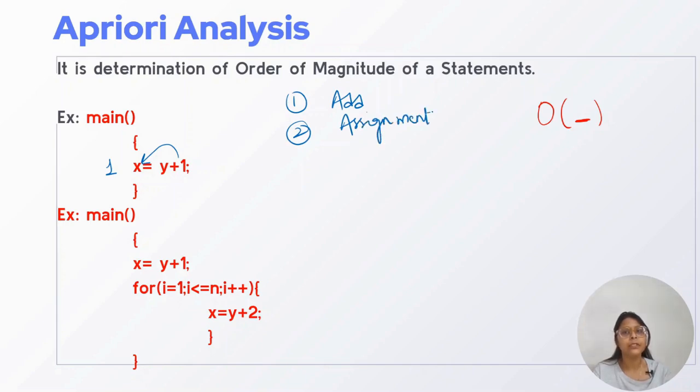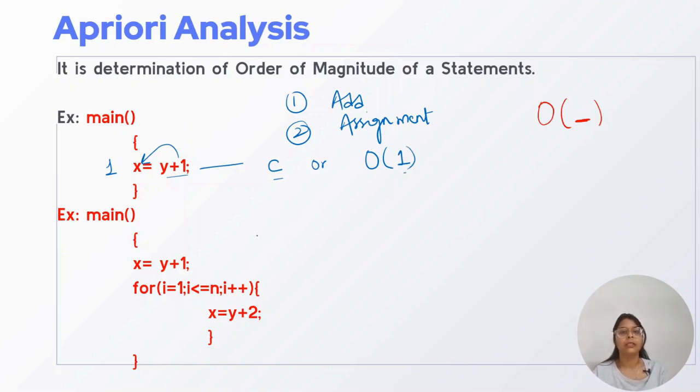So both are basic operations. Simply, you can write that the time taken by this statement will be constant time, or you can write it like this also, order of magnitude 1. Both are same. The program has one statement, which is x equals y plus 1. Y plus 1 is a simple addition, which is a basic operation, and then you are assigning the total value to x, which is also a basic operation. So two basic operations take constant time, and you can write it as constant time, or you can write order of magnitude 1. Both are same.